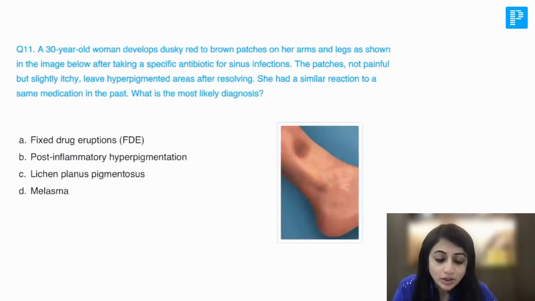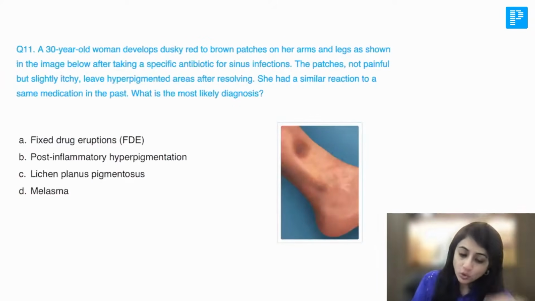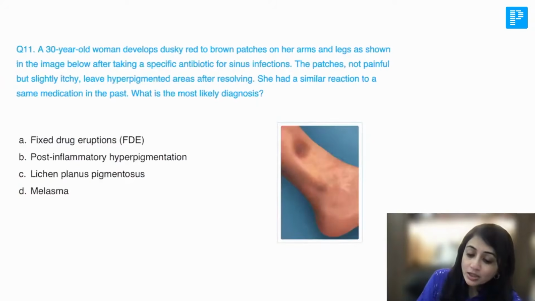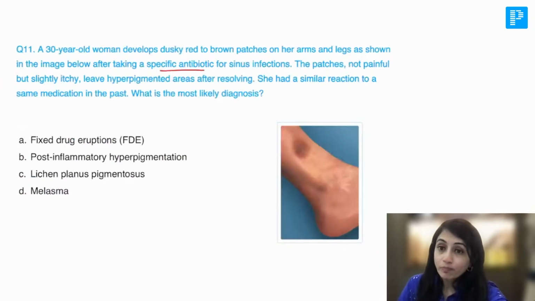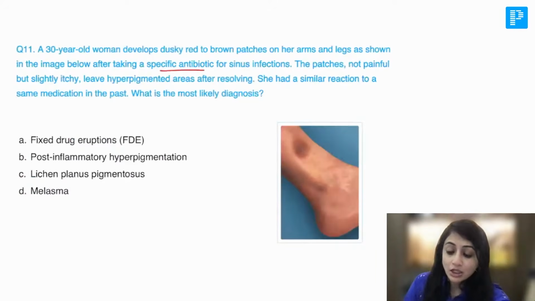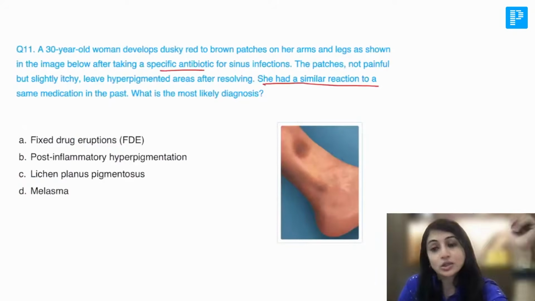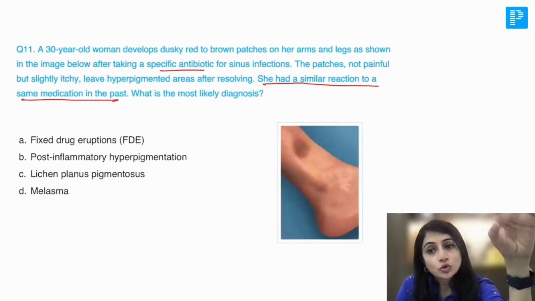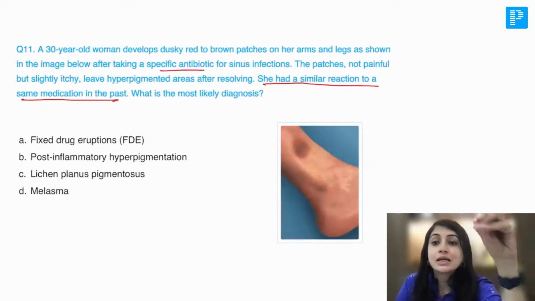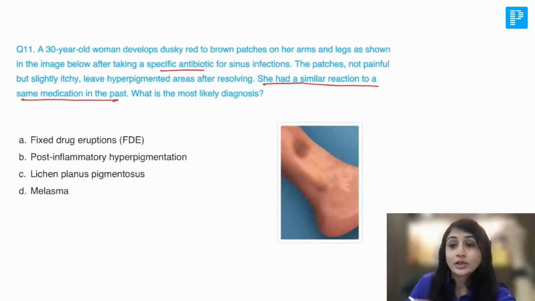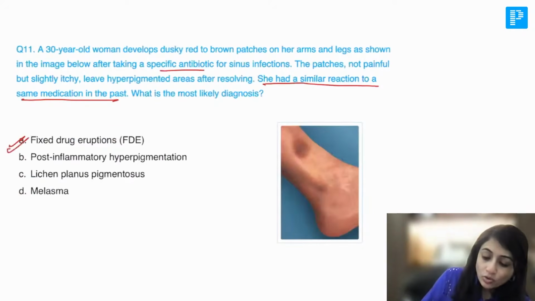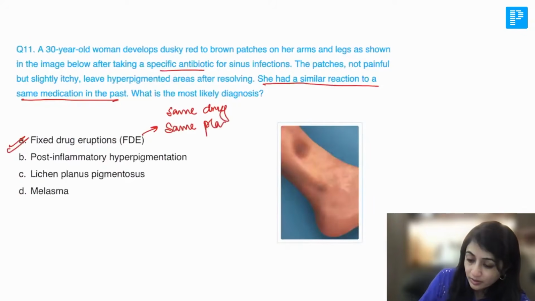Okay, next question. A 30-year-old woman develops dusky red to brown patches on her arms and legs, as shown in the image below. After taking a specific antibiotic, the patches are not painful, slightly itchy, leave hyperpigmentation. And this is the most important line. She had a similar reaction to the same medication in the past. If this line is given to you, same reaction, same place, same drug, this is fixed drug eruption. You do not have to even look at other options. So, same drug, same place, and same reaction. So, this is fixed drug reaction.